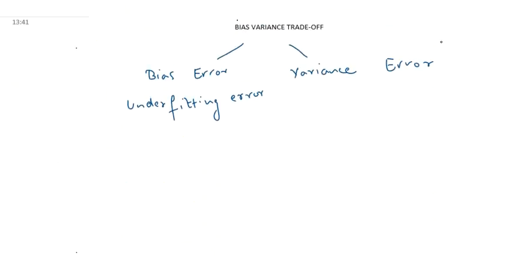Variance error is also called overfitting error. The model that I have developed has overfitted to my training data to capture each and every pattern and each and every outlier in my training data. It has captured it so well that when unknown data comes to my model, the model will underperform. It will create errors. So this is overfitting error.